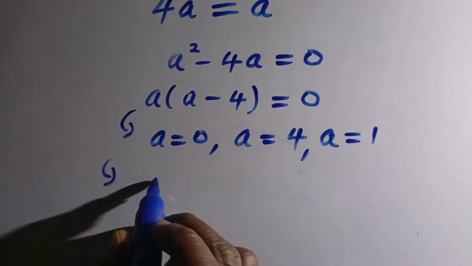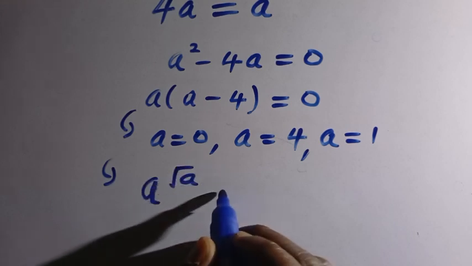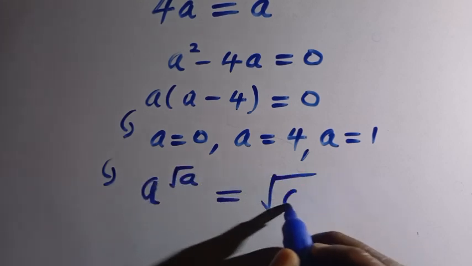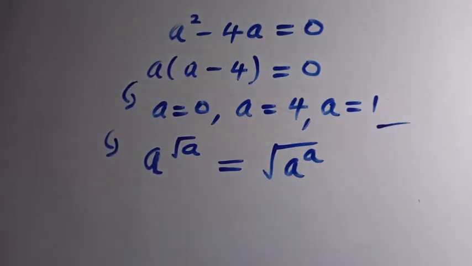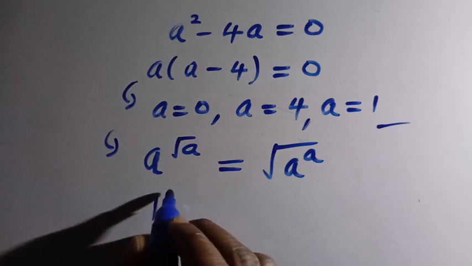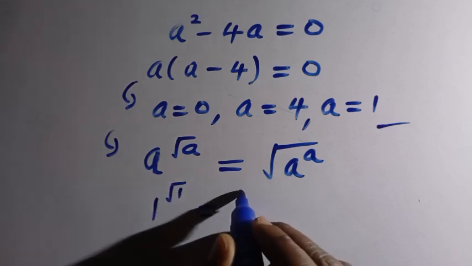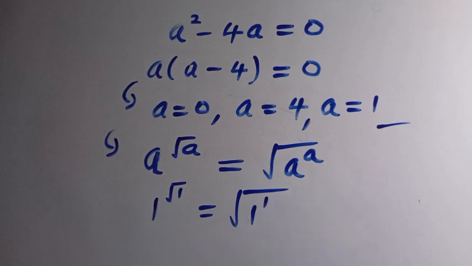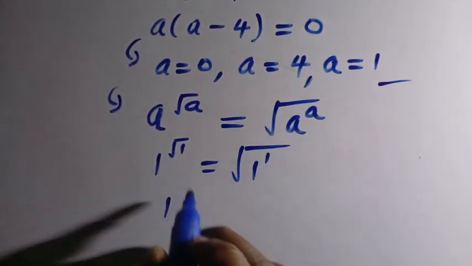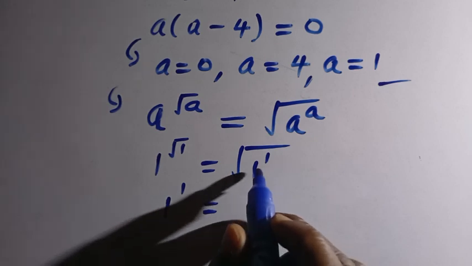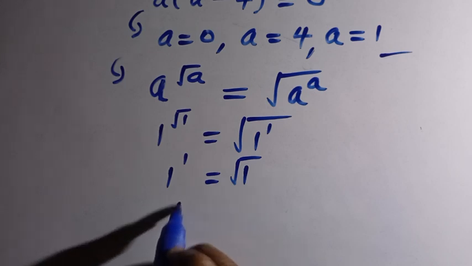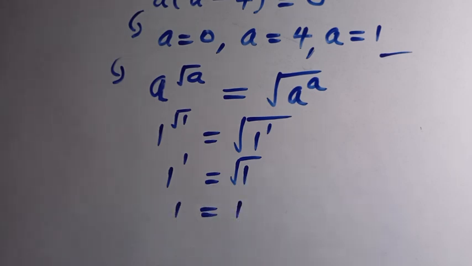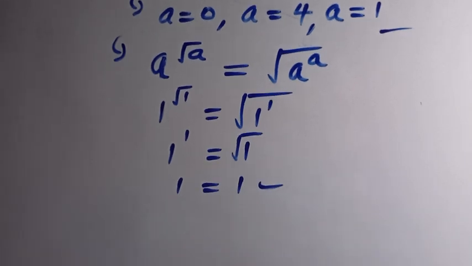From the given question, we have a raised to power of square root of a equals the square root of a raised to power of a. So let's start from the first one we got, which is a equals 1. When we substitute it, we have 1 raised to power square root of 1 equals the square root of 1 raised to power 1. And by this, we have 1 raised to power square root of 1, that is 1, equals, and here is 1 raised to power 1, that is still 1. Then we put it in roots. So 1 raised to power 1, that is 1, and 1 equals square root of 1, that is 1. So this shows that a equals 1 satisfies this equation.